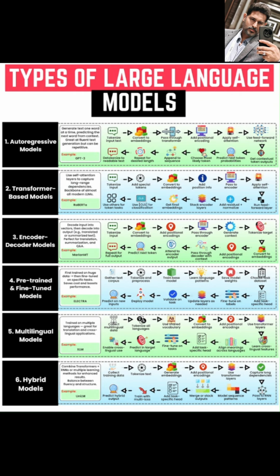So, as you can see, while the transformer architecture is foundational for many, the way they are structured and trained leads to different types of LLMs, each with strengths suited for different applications, from generating text one word at a time to translating languages or understanding information across different contexts.